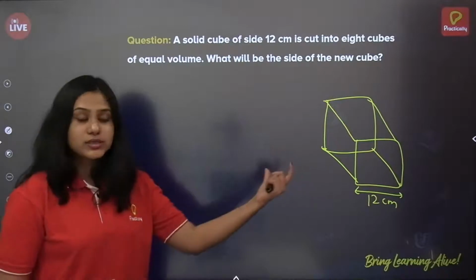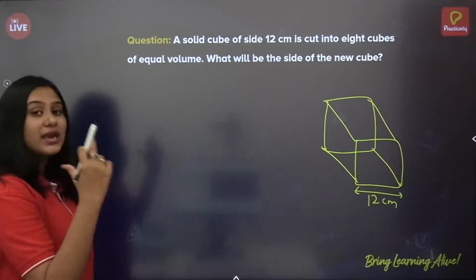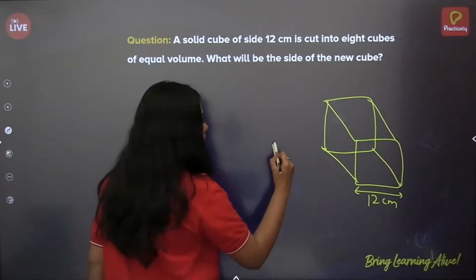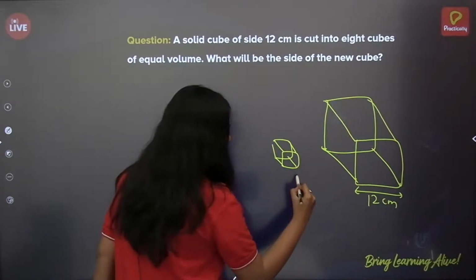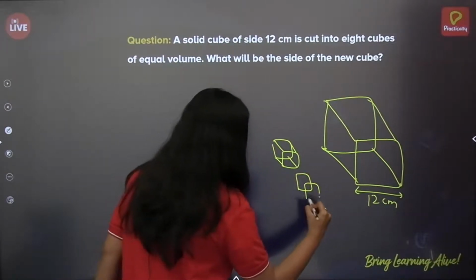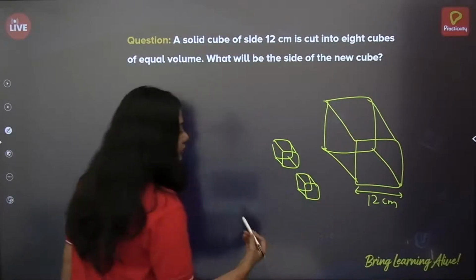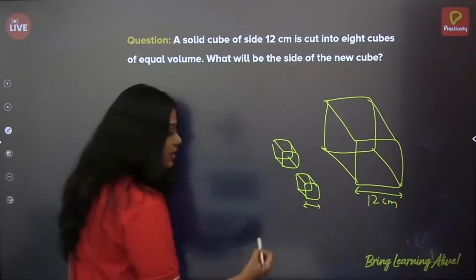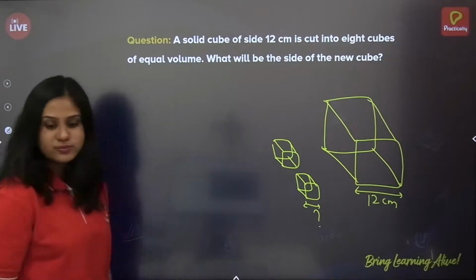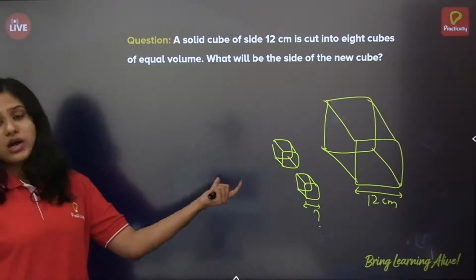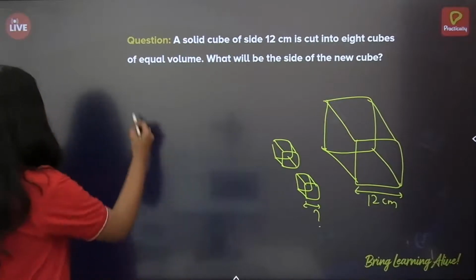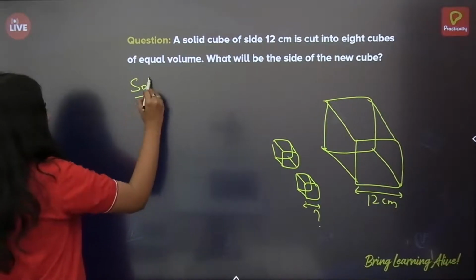Now, what is done? The cube is cut into 8 cubes. So, this cube is cut into 8 cubes of same size. So, like this. There are 8 cubes. But we do not know the edge of this one. So, we have to find this edge. That is the whole understanding from the question. So let us start solving it.